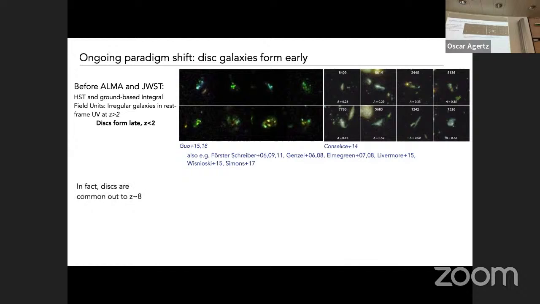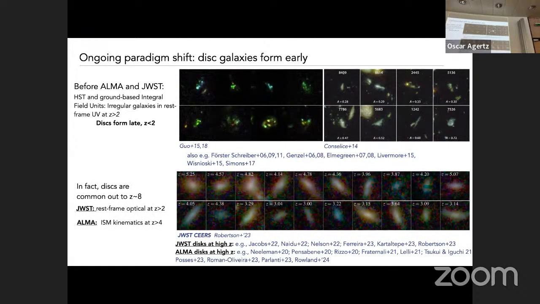What happened since we got James Webb and ALMA is that suddenly we have rest frame optical imaging. And suddenly we're seeing what we think are disk components around these more disturbed morphologies. So disks seem to be much more prevalent than we previously thought. We can also see the gas components of this using ALMA, for example, at very high redshift. And this is now changing the way we think about how early in the universe disks can emerge.